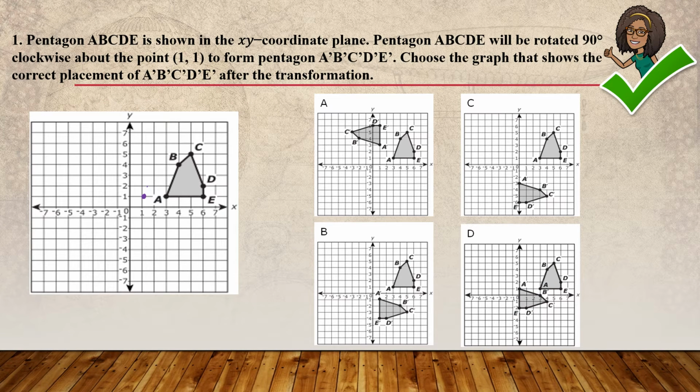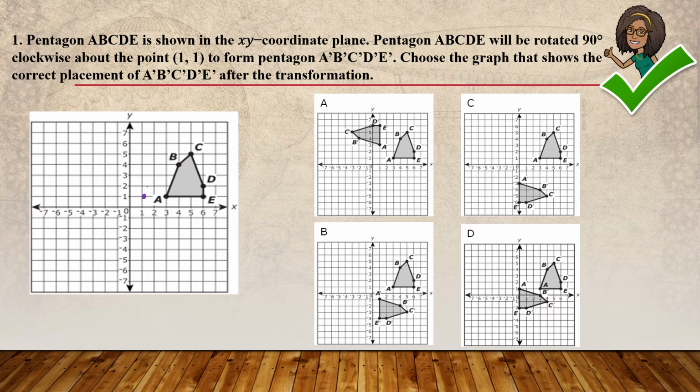All right, so let's look at number 1, which says pentagon ABCDE is shown in the XY coordinate plane. Pentagon ABCDE will be rotated 90 degrees clockwise about the point (1, 1) to form pentagon A'B'C'D'E'. We're going to choose the graph that shows the correct placement of A'B'C'D'E' after the transformation.